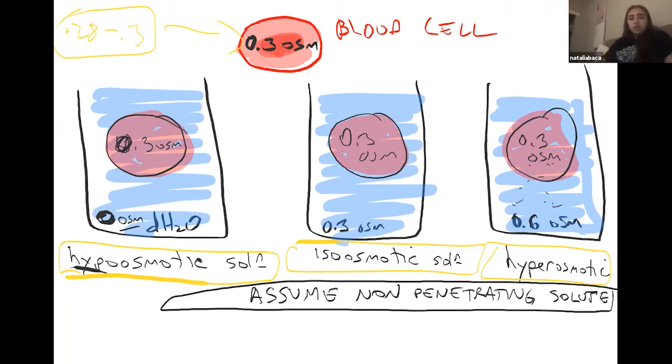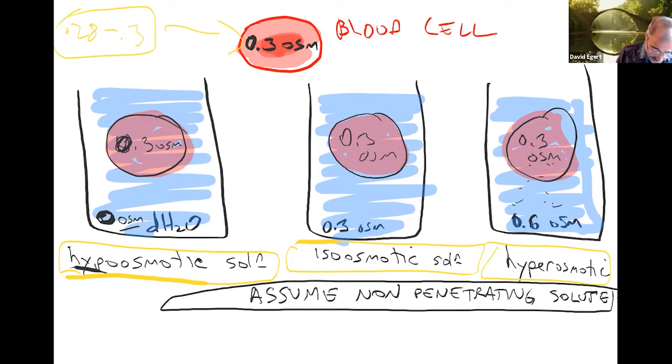Ions? Exactly, ions. Sodium chloride is a non-penetrating solute. What's another non-penetrating solute? Glucose. Glucose, a big polar molecule. So if we're talking about those kind of things that can't cross the membrane, then that's the situation we're in.